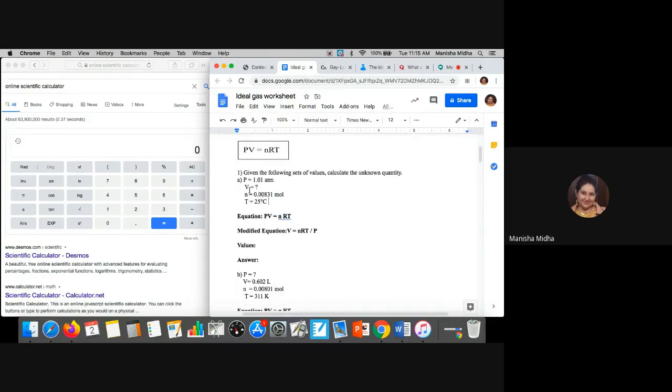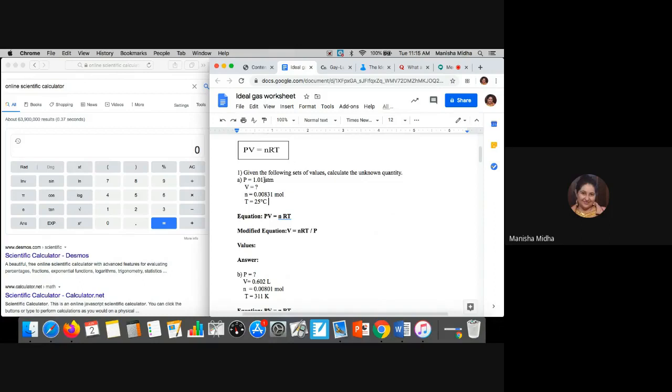So this is question number one. The value of P is given as 1.01 atm. Volume is a question mark, unknown. N is the moles, that value is given, and temperature is given as 25 degrees Celsius. Now I have to tell you that in this particular equation, the easiest way to solve it is if you have the right units.